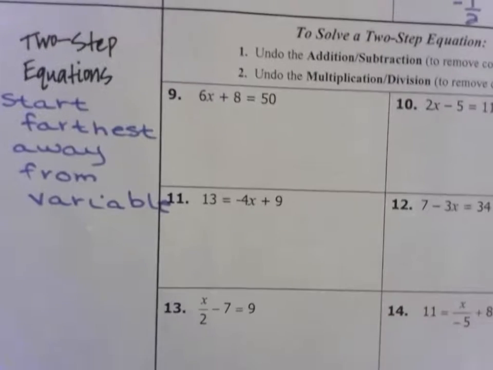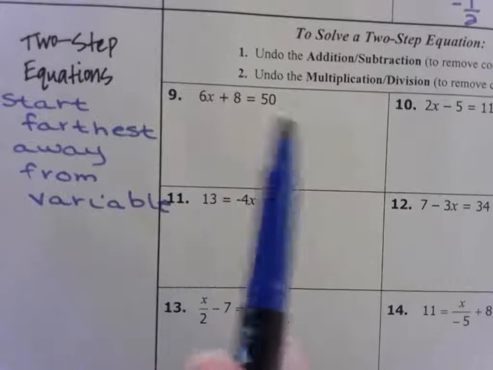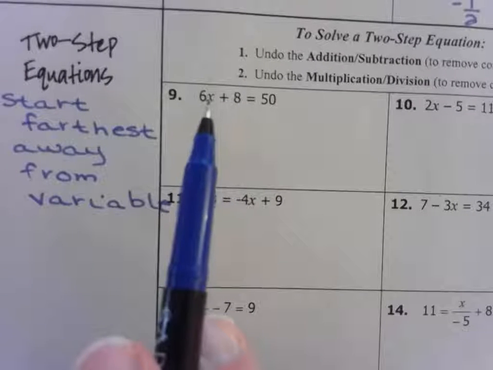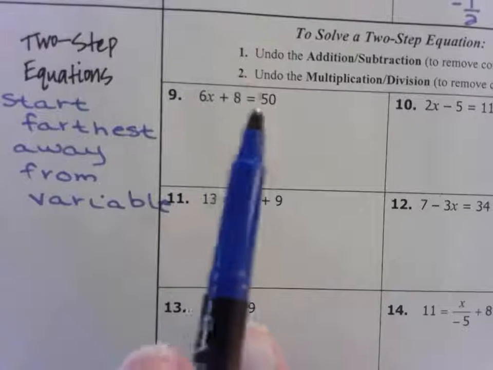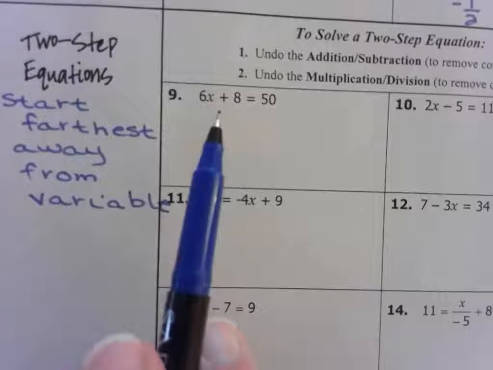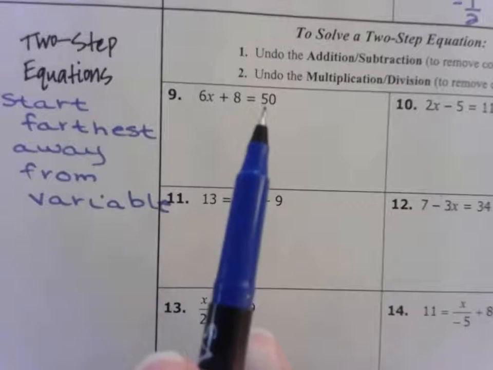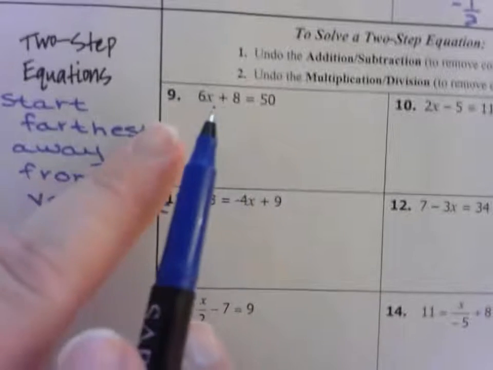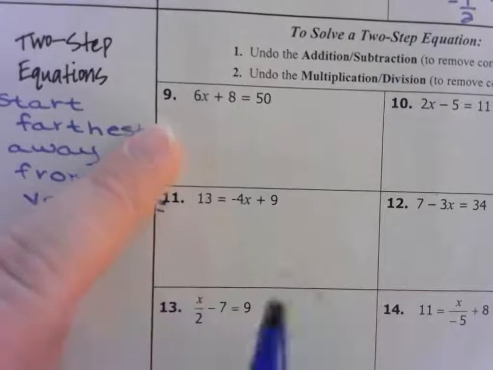Okay. Number 9, as I look at number 9, I have 6x plus 8 equals 50. If I want to get x alone, what two numbers do I need to get rid of? The 6 and the 8. Which number is furthest away, the 6 or the 8? The 8. The 8 is furthest away from the x. How to tell this? If I would plug a number in, you'd multiply by 6 and then add 8. So 8 is furthest away.